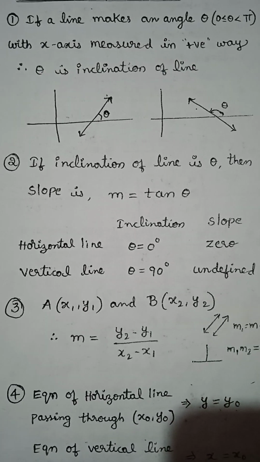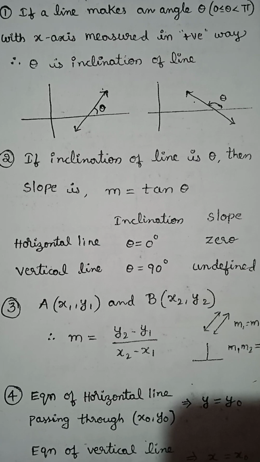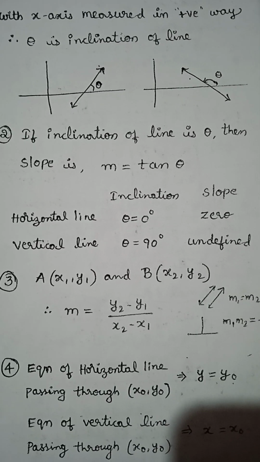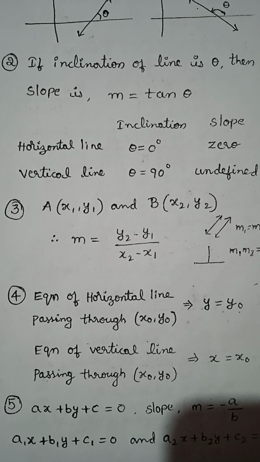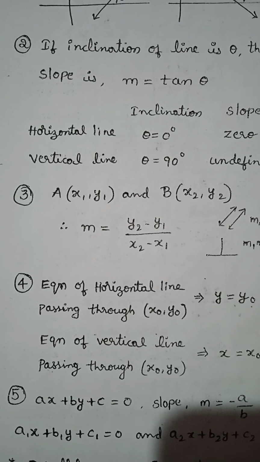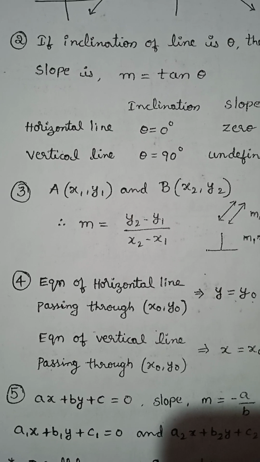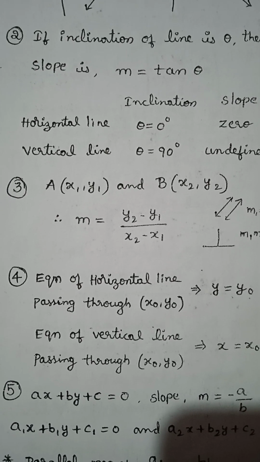For the horizontal line, theta equal to 0, so the slope is 0. For a vertical line, theta is 90, the slope is undefined. The slope of the line connecting the points (x1, y1) and (x2, y2) is m equal to y2 minus y1 by x2 minus x1.